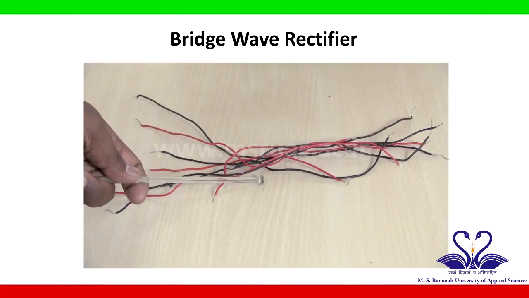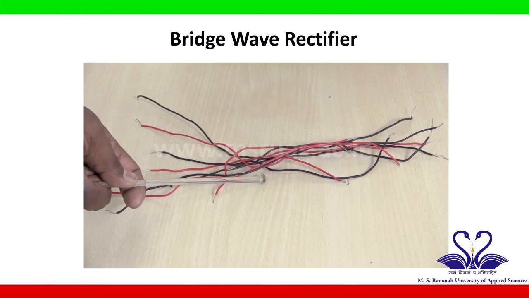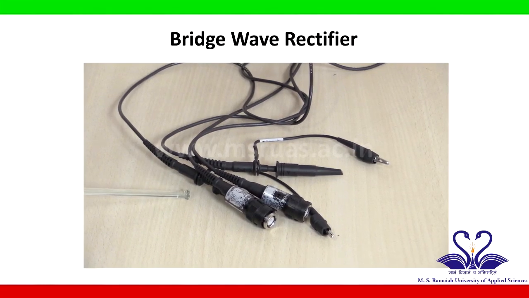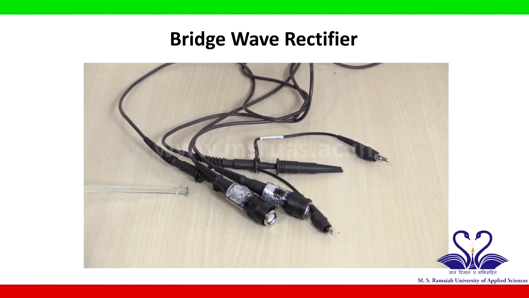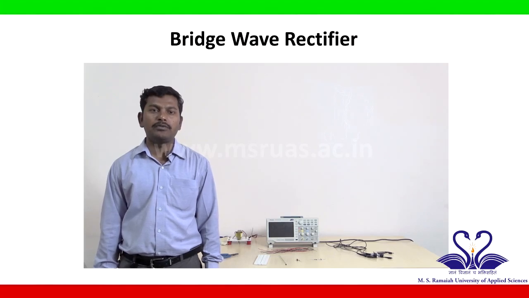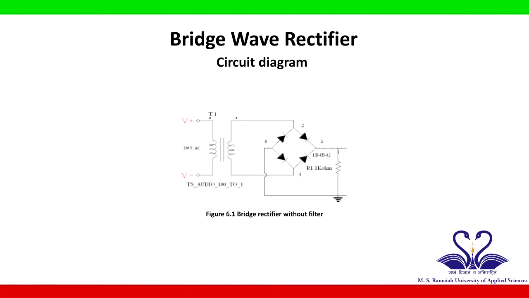Connecting wires: these are connecting wires which are used to connect the different components on a breadboard. And probes: these are the probes which are used to connect a digital oscilloscope to the circuit output voltage. Let us begin with the circuit connection of a bridge wave rectifier without filter based on the circuit diagram.